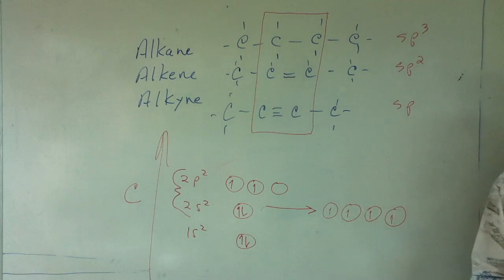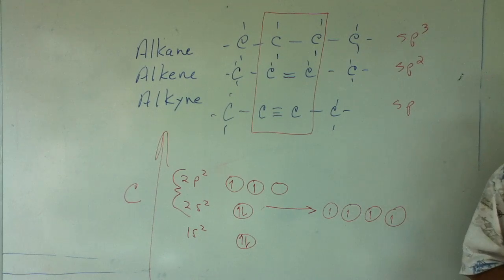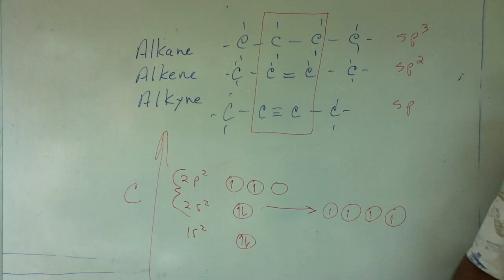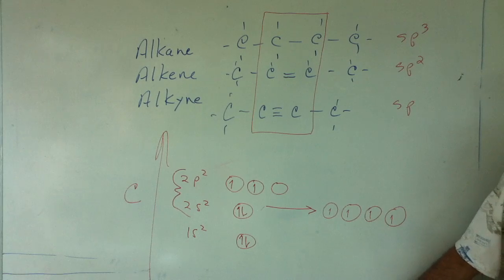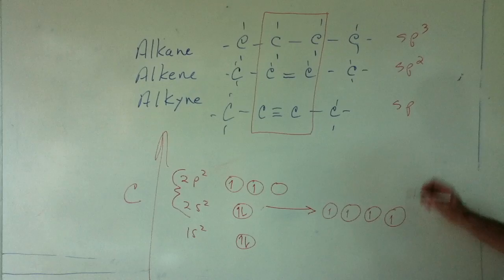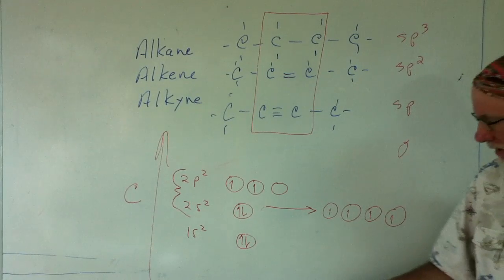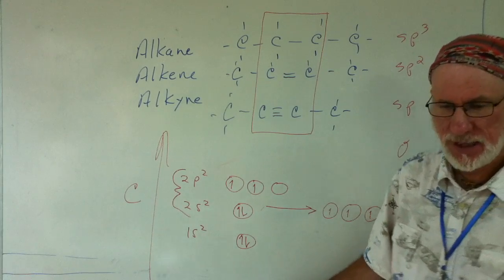Okay? So I can form 4 bonds, 4 equivalent bonds, can't I? Yes? Those bonds are called sigma bonds. They're called sigma bonds. Okay? And those bonds, they look like this.